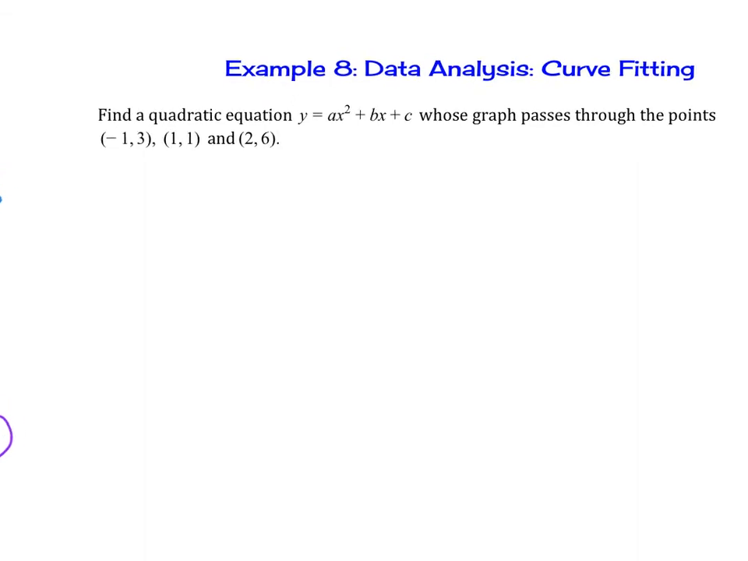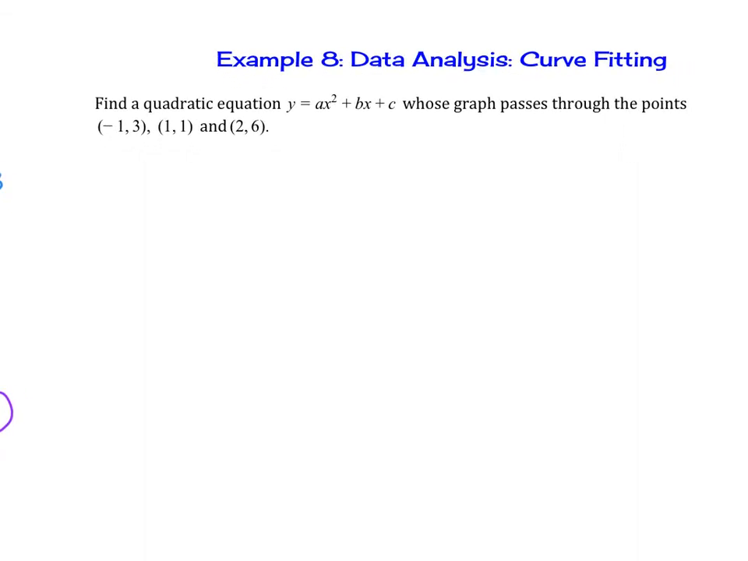So the last thing we're going to do is use data analysis and curve fitting. We're going to find a quadratic equation where y equals ax squared plus bx plus c, whose graph passes through these 3 points. So we've done this before, or hopefully we've done this before, maybe in Algebra 2. And so we're going to try to find a curve by solving it using a system.